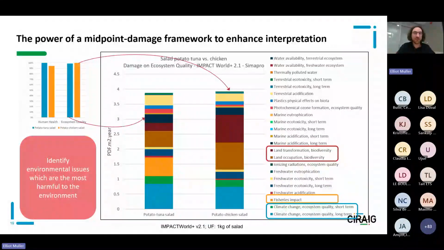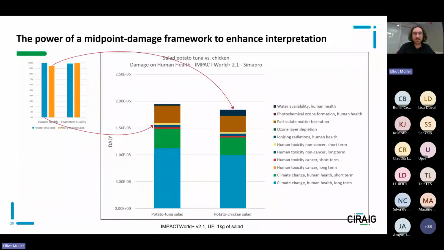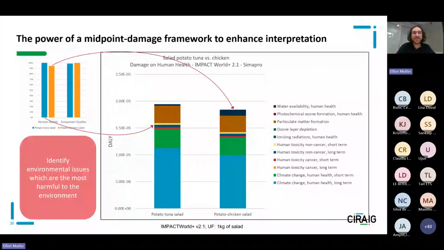And we can also, of course, do the same for the human health indicator, and we can see here that it's mainly based on climate change.